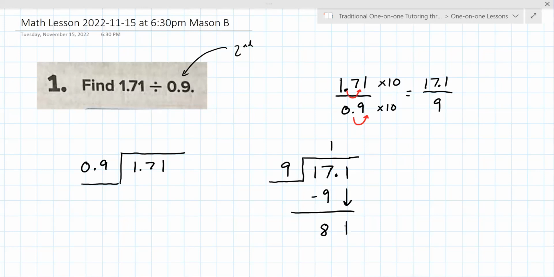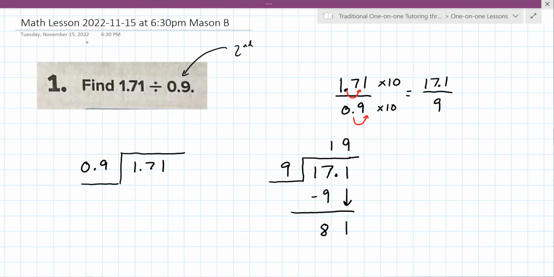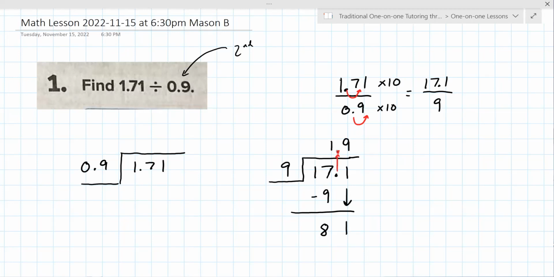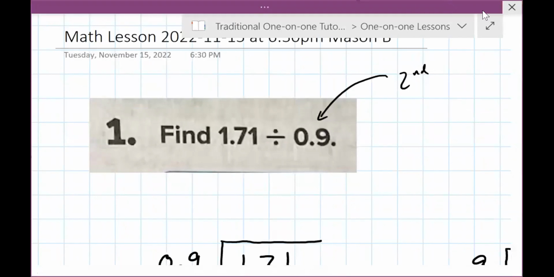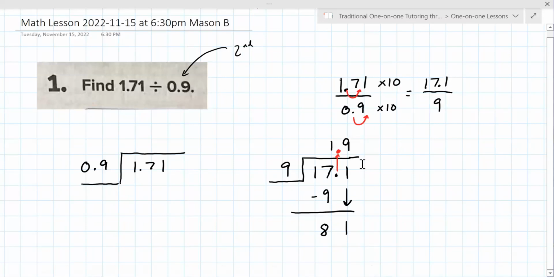So now how many times does 9 go into 81? 9 times. But your answer is not 19. You actually have to move. It's 1.9. Yeah, exactly. You have to move that decimal up right there. 1.9. So your answer is 1.9. Very good.